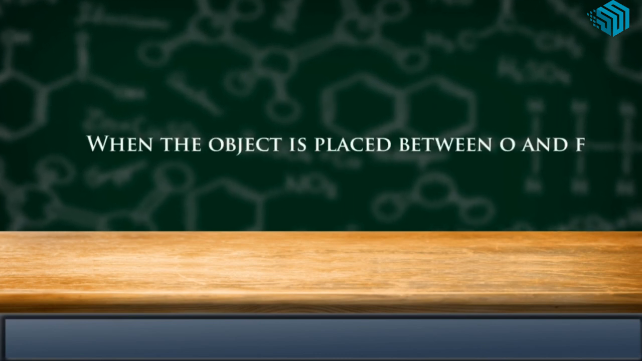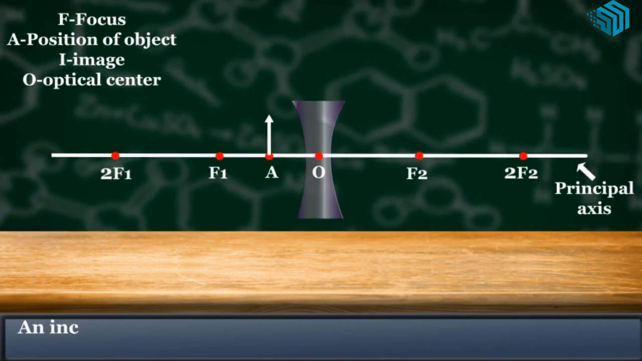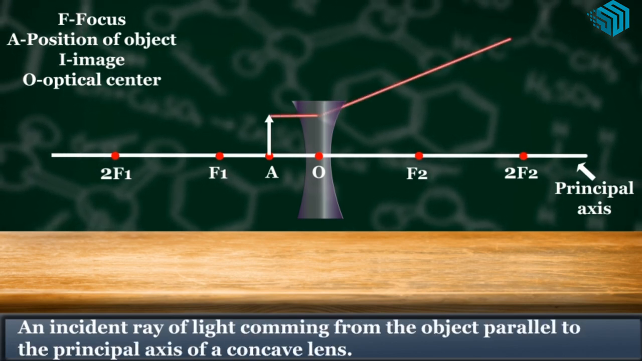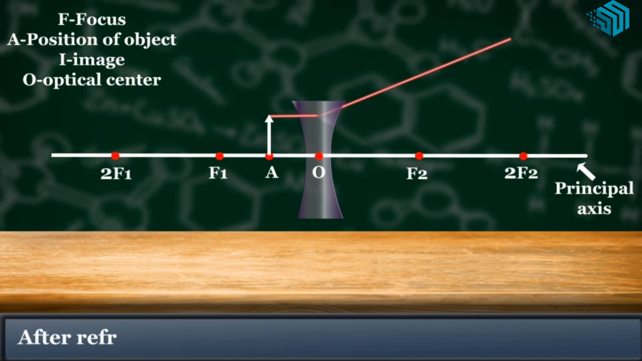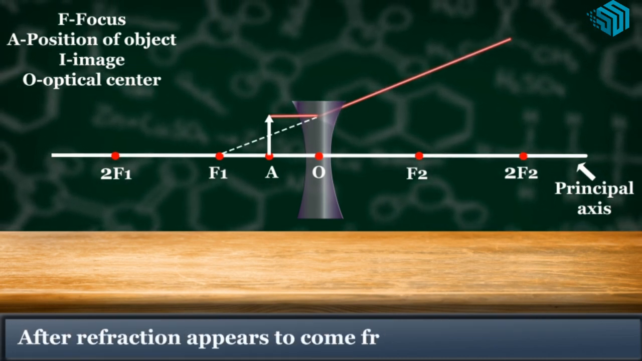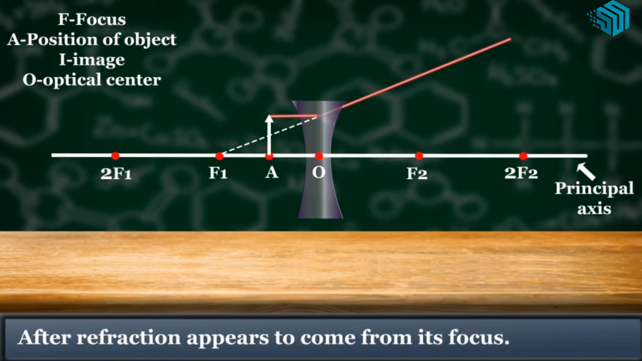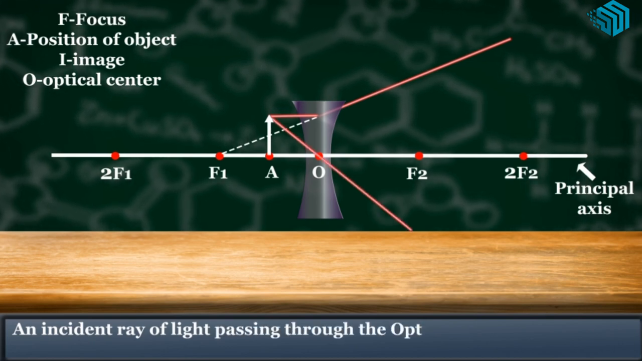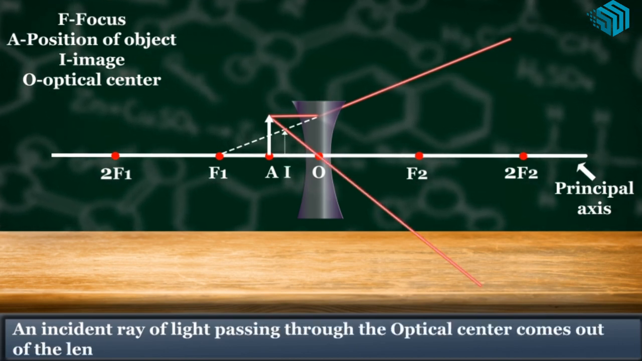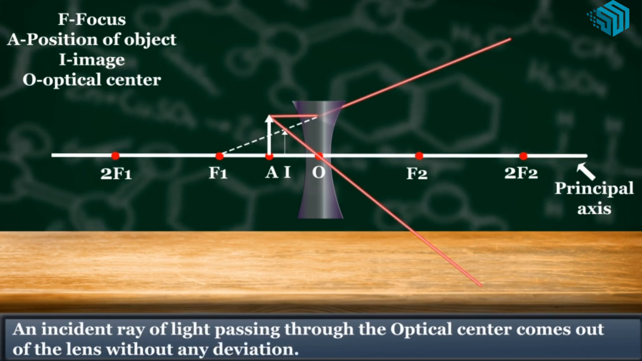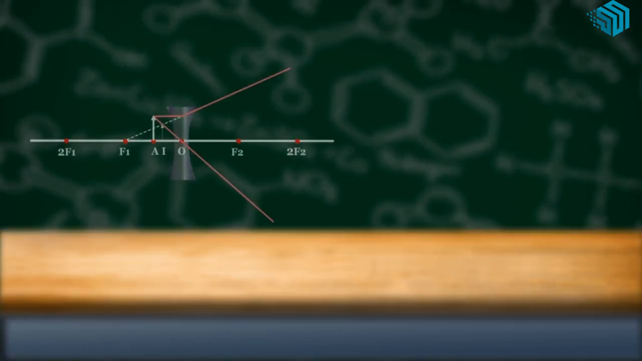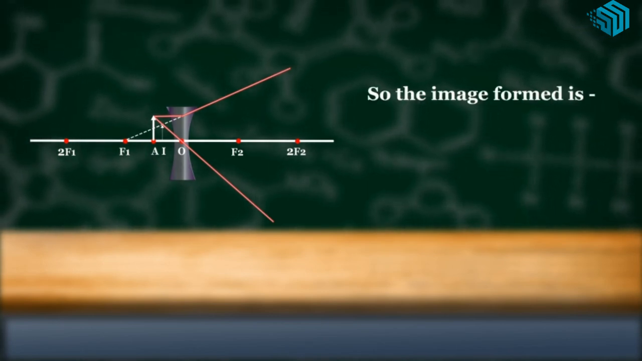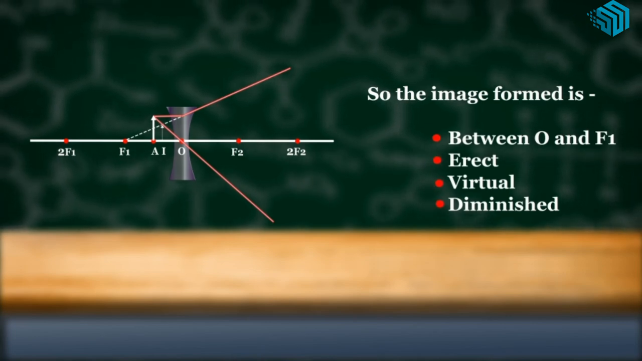When the object is placed between O and F, a ray of light from the object parallel to the principal axis, an incident ray after refraction diverges and appears to come from its focus. A ray of light passing through the optical center comes out of the lens without any deviation. So, the image formed is between O and F1, erect, virtual, diminished.